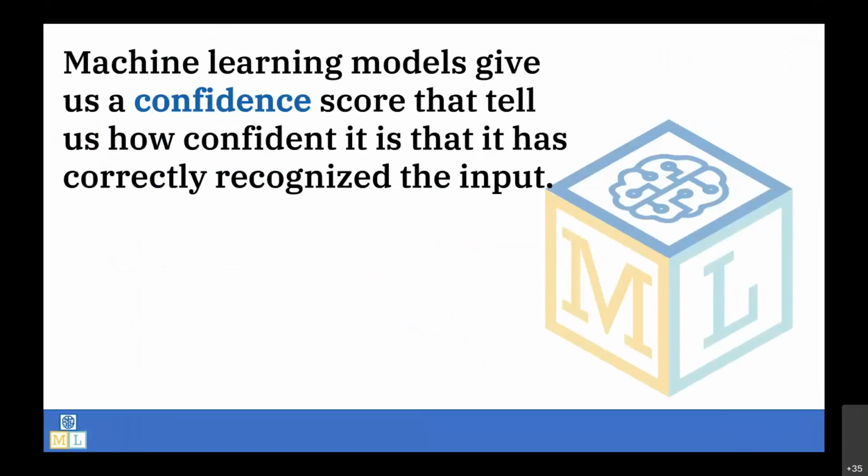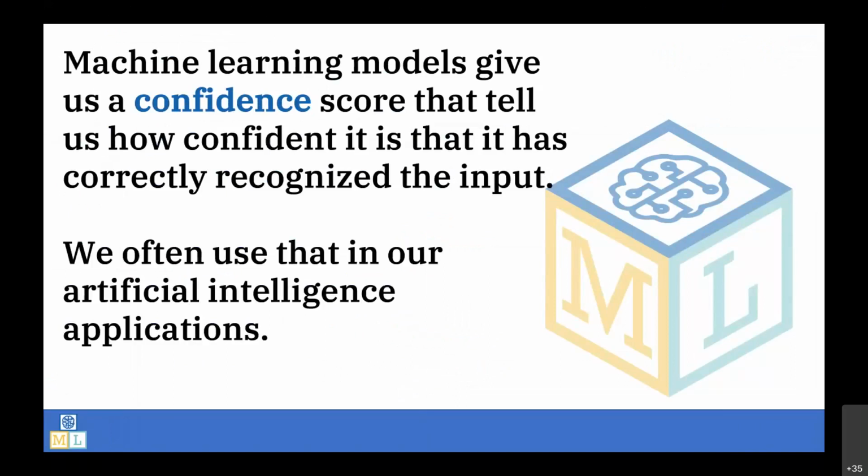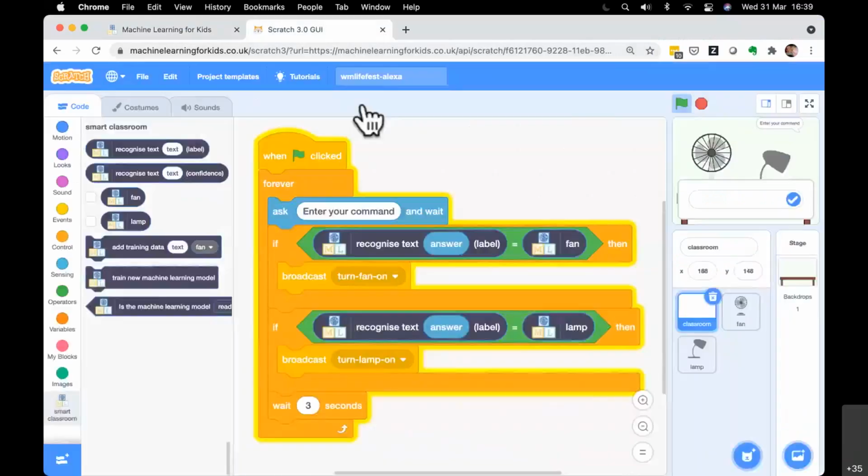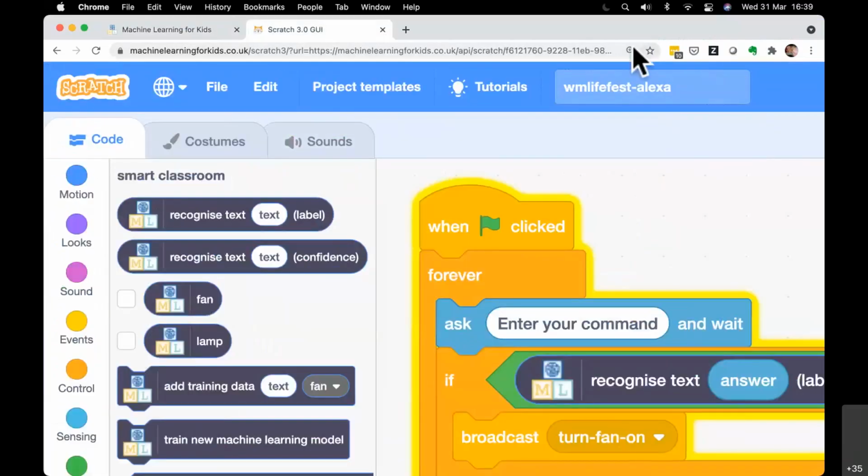So what we do is, that confidence score is a really useful thing to us. It tells us how confident the computer is that it has correctly recognized this input, based on the training it's been given. And we use this all the time. Let me show you an example of how we use this. I mentioned before not to use the block that said confidence, but that we would use it later. So that's what we're going to do now.